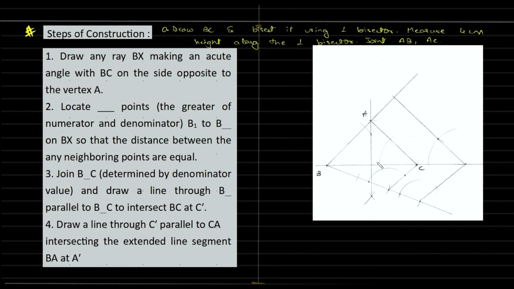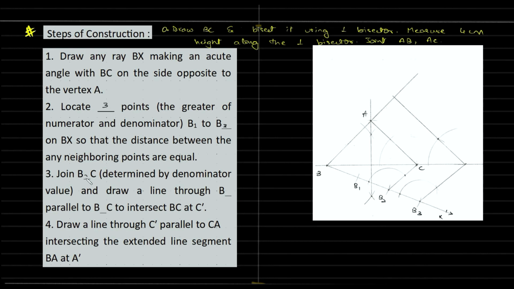And the first step is draw BX, making an acute angle with BC on the side opposite to that of A. Locate how many points? 3, right? 3 points, the greater of the numerator and denominator. So B1 to B3 is what we need to mark. B1, B2 and B3 on BX, so that the distance between the neighboring points are equal.